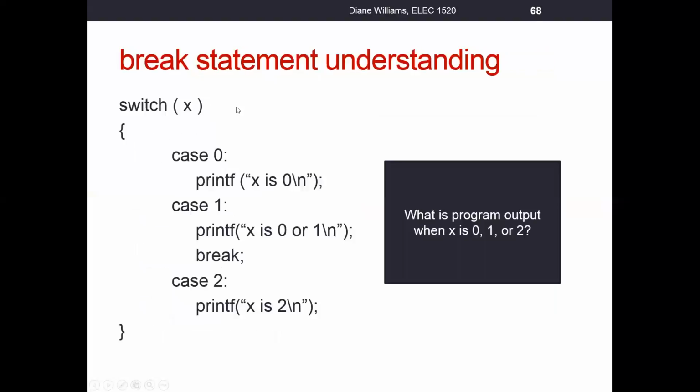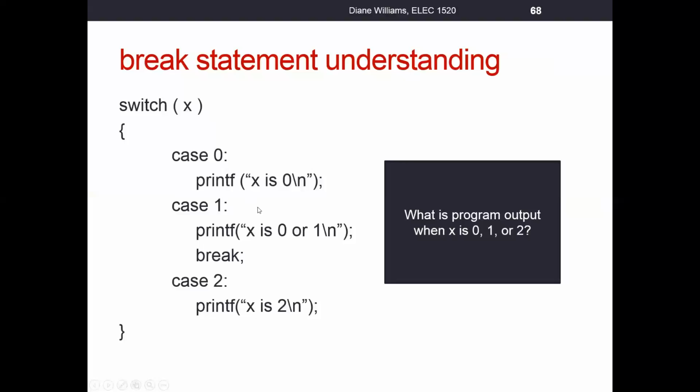All right, let's take a look at what this program output is. Let's assume that the variable x has a value of 0. So when we switch on 0, we'll go to case 0 because x is equal to 0, and we'll print out the message x is 0. Notice there's no break statement here. So we fall through and we print out the message x is 0 or 1. The break statement causes us to stop executing any more statements below and break out of this structure. So when x is 0, we see the message x is 0, and then x is 0 or 1 print out.